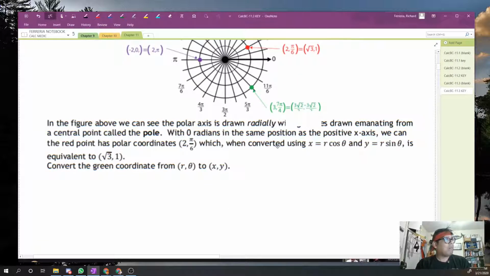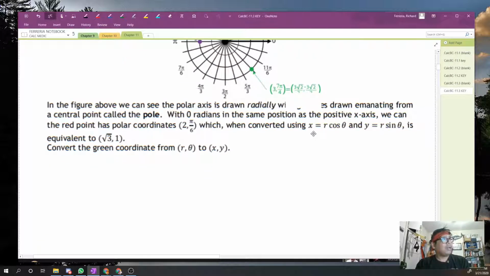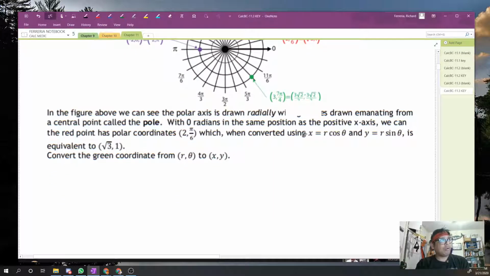Okay, so the conversion between polar coordinates and Cartesian coordinates happens like this. x is equal to r cosine theta, y equals r sine theta. This brings us to our first task, which would be to convert the green coordinate, which is right here, into Cartesian coordinates. So let's go ahead and do that.